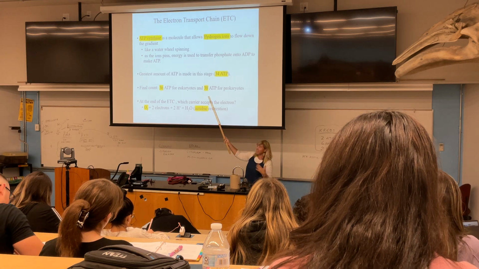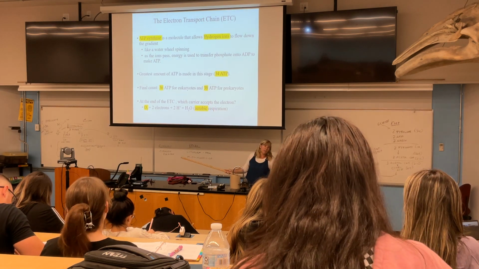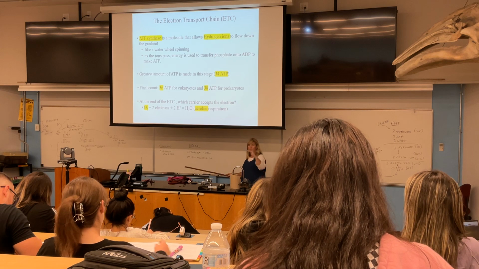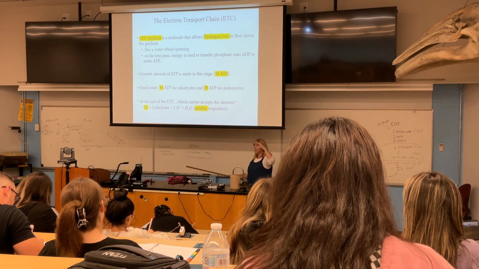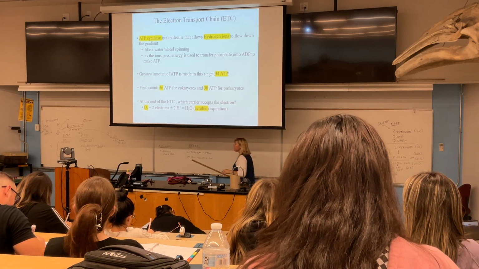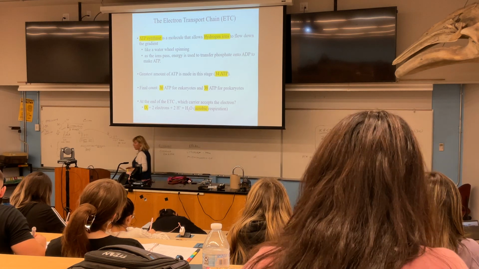The prokaryotes get the full 38 because they're not moving anywhere. They're staying right in one place. They're doing cytoplasm, plasma membrane. They don't have to go to an organelle. Okay, so we pay a little penalty because we have to go to an organelle.